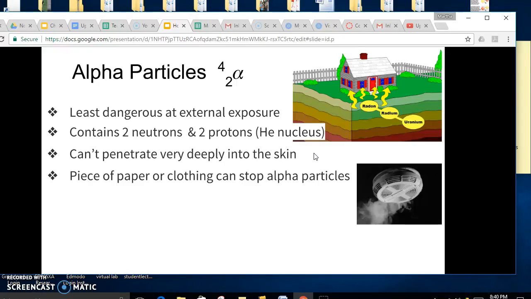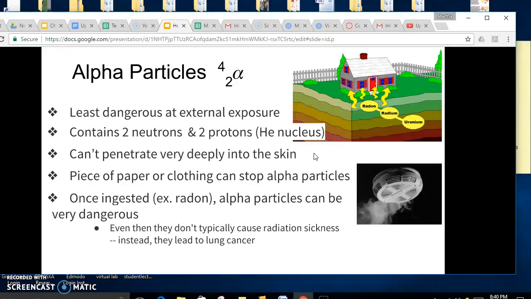They can't penetrate your skin very deeply because they are so big, so a piece of paper or clothing will stop alpha particles. But once ingested, for example, radon exposure, which we're going to talk about, which is why you should test your homes for radon, alpha particles can be very dangerous. Even then, they don't typically cause radiation sickness, meaning like the vomiting and the internal sunburn of radiation sickness.